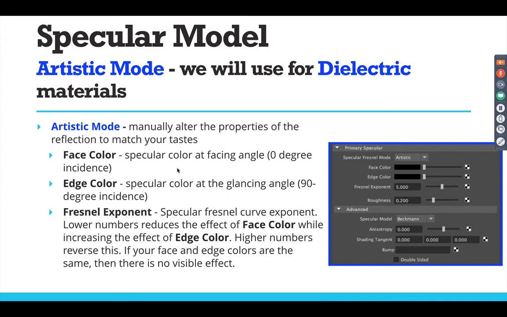So just remember, glancing angle is what you see in your peripheral vision. It's really not something you look at directly, yes? So if the Fresnel exponent is really, really high, that means that I'm only going to see that reflection at the very edge of my object, right? When the angle is nearly 90. But if it's very low, that means that I'm going to see that reflection closer.